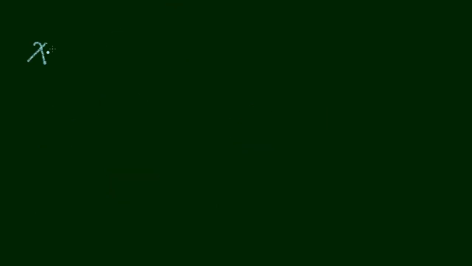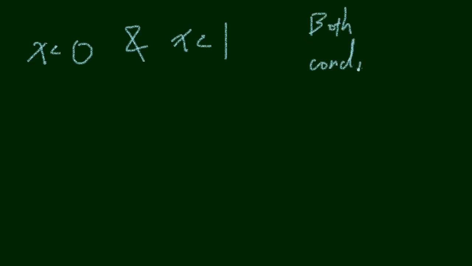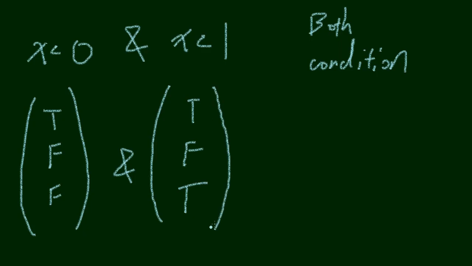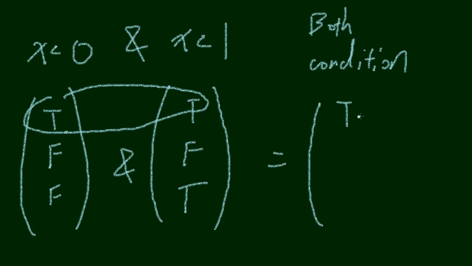Now for the AND operation. If I ask which elements are less than 0 and less than 1, I'm asking for both conditions to be satisfied in this case. Again, the first vector will be true only for the first element, but in this case, the second vector will be true for the first and third element and false for the second. In this case, only the first element is true for both conditions, and that's why the final output is only true for the first element and false everywhere else.